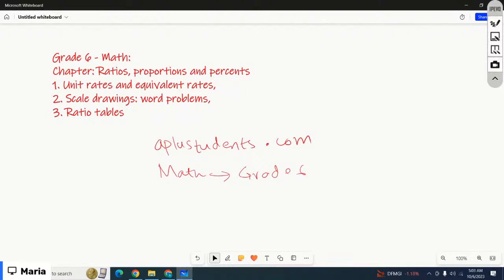We're going to start with the chapter ratios, proportions and percents. The lessons we're going to cover today are unit rates and equivalent rates, scale drawings, word problems, and ratio tables. So let's start with the first lesson, unit rates and equivalent rates. What do you know about unit rates?